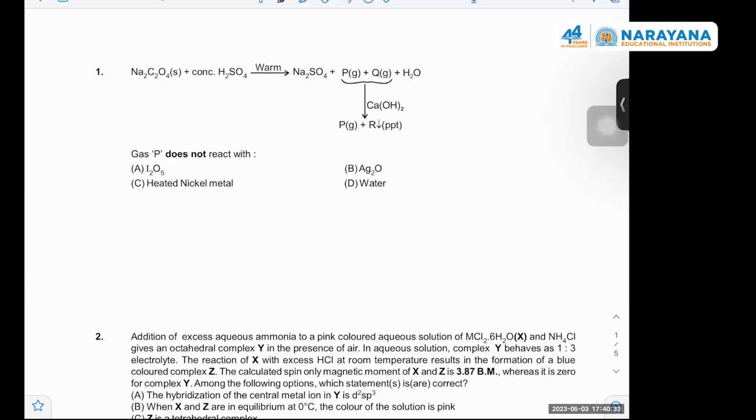Okay, the first question, or the initial questions, are single choice correct. The first question is single choice correct. Okay, you can reply with your answers.